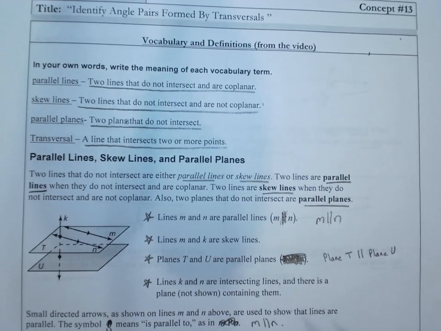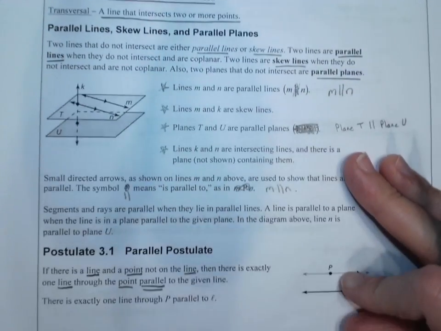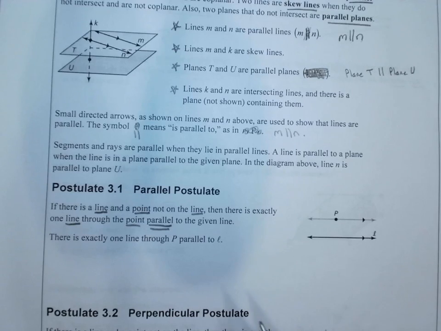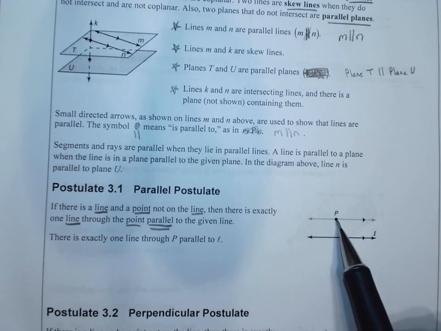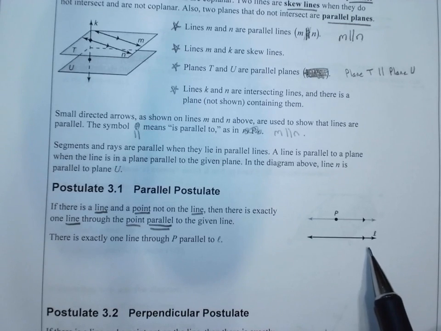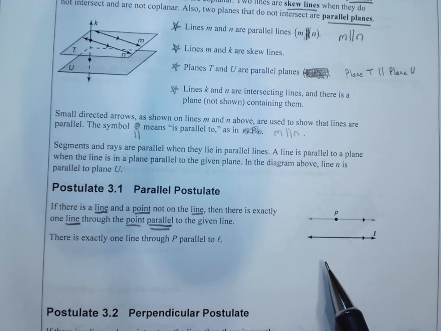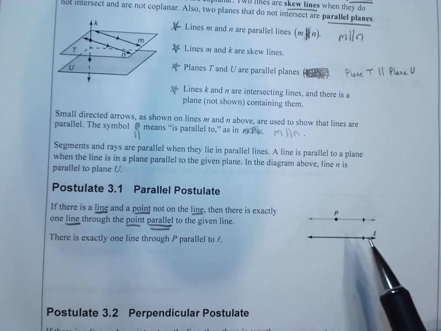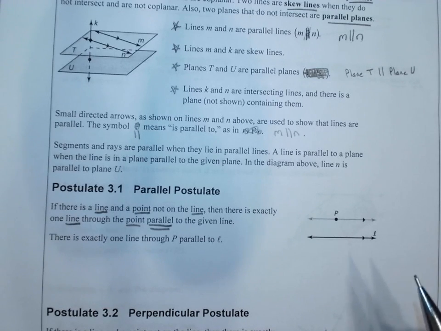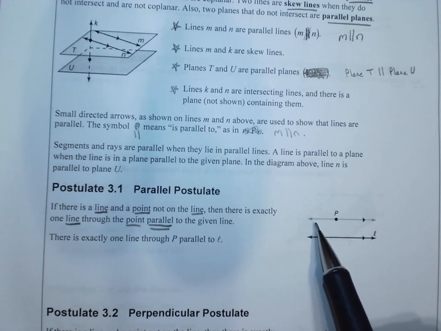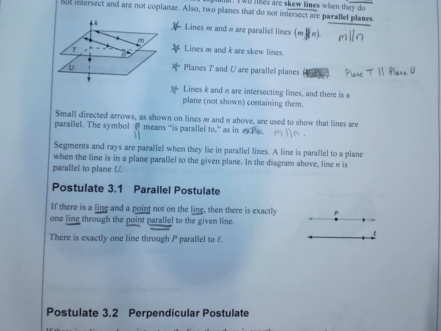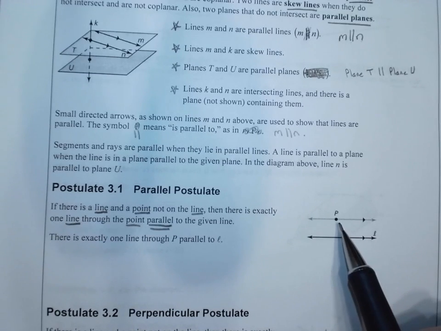Okay, there's a couple of postulates we need to look at as well. The first postulate is the parallel postulate, and it says if there is a line and a point not on the line, then there is exactly one line through the point parallel to the given line. So here's an example. Point P is not on line L, therefore there's only one line that's parallel to line L that goes through point P. This is one of the fundamental postulates of Euclidean geometry, which is what we study in high school. Without this postulate, some of the other rules we look at don't apply. So it's important that we understand this.